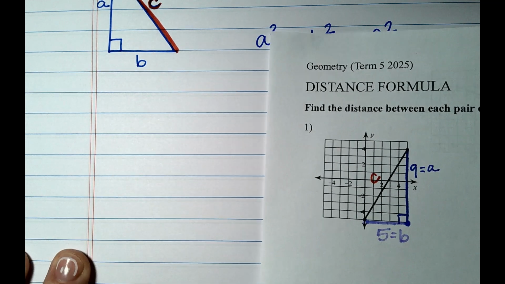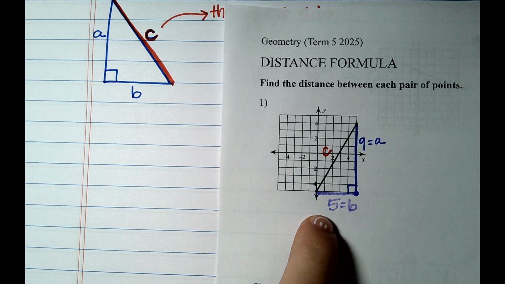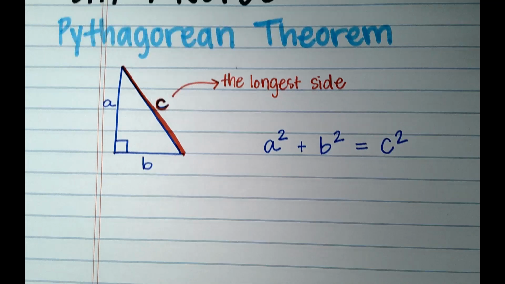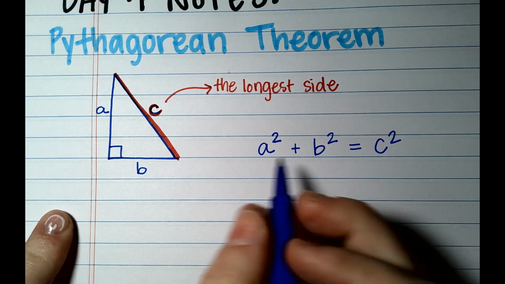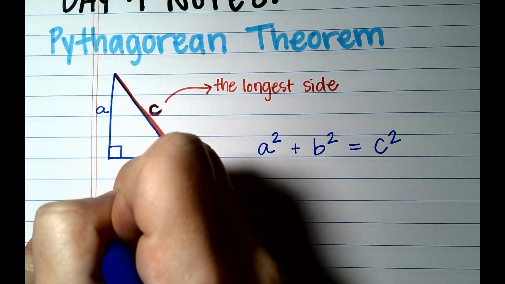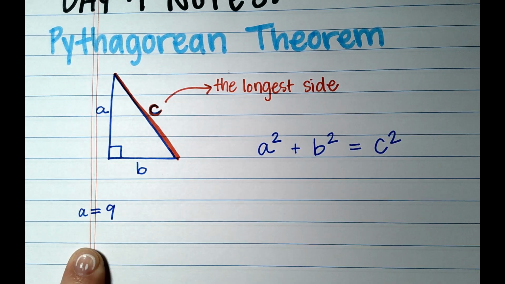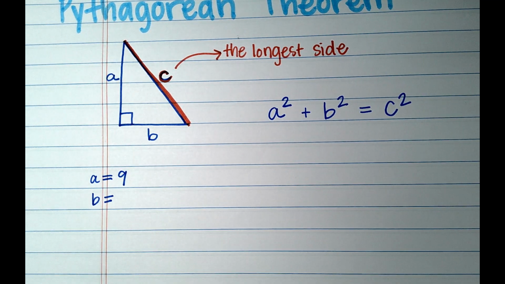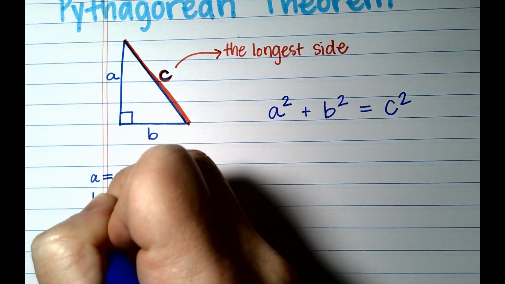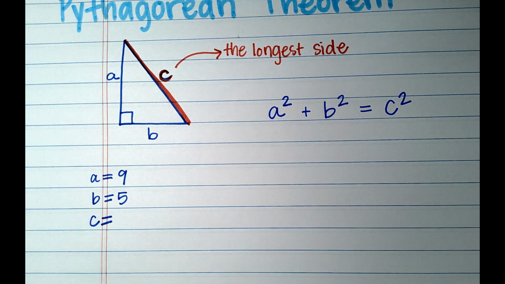So we'll go back to the notes and we'll use these numbers. And I'm gonna show you how we do this. So I said that A is 9, B is 5, and C we're gonna solve for.